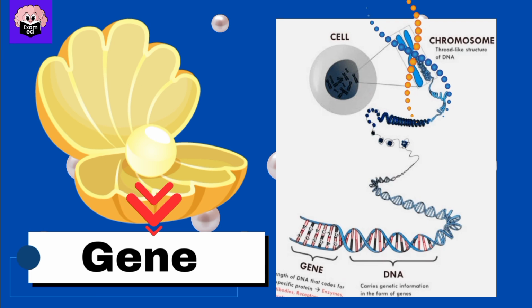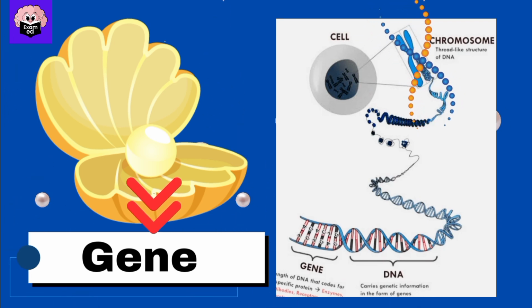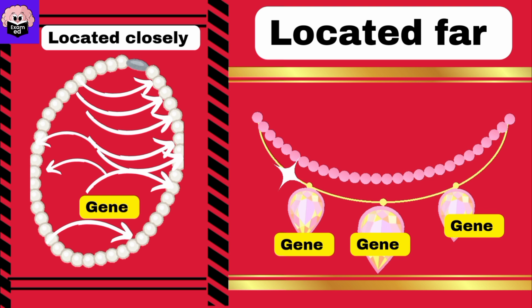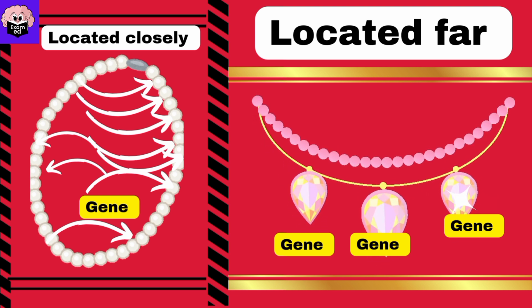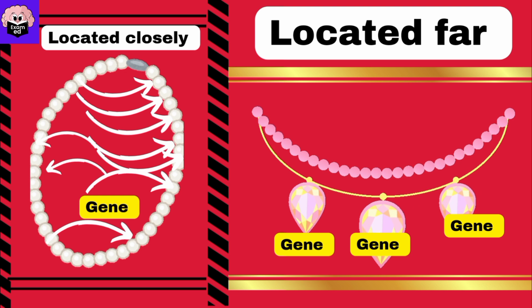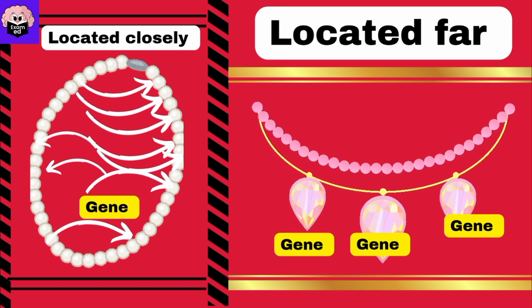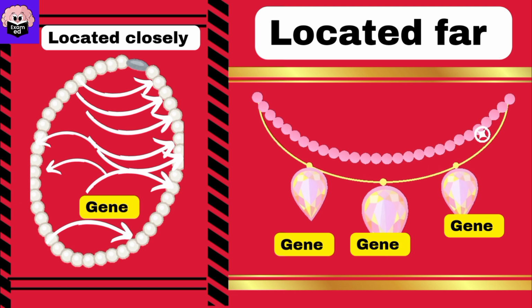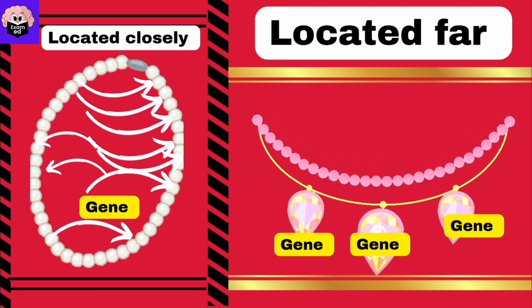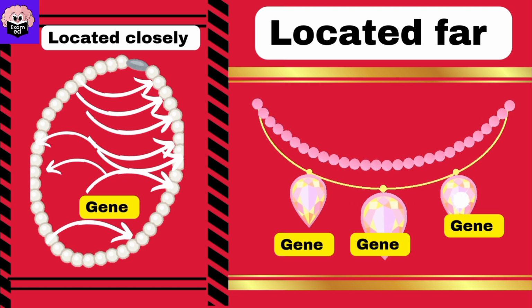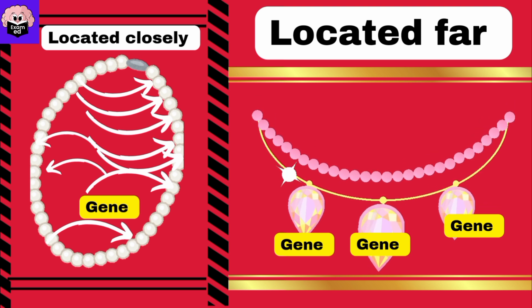Step 1. Linkage between genes. The pearls on each necklace are arranged in a specific order, and these pearls represent genes that are either linked or unlinked. On one necklace, imagine the pearls are very close together. This represents genes that are strongly linked on the chromosome. On the second necklace, some pearls are far apart. These represent genes that are weakly linked or unlinked.